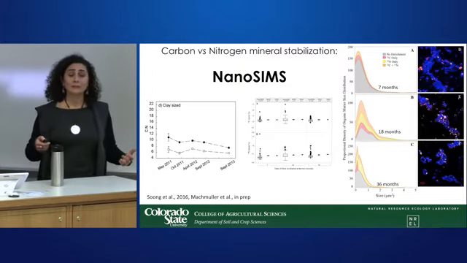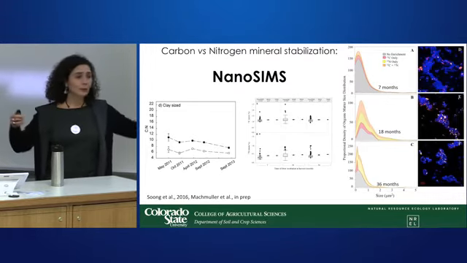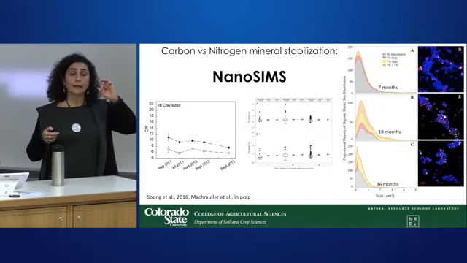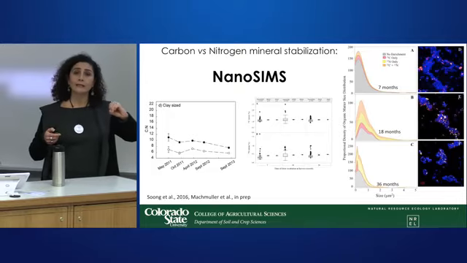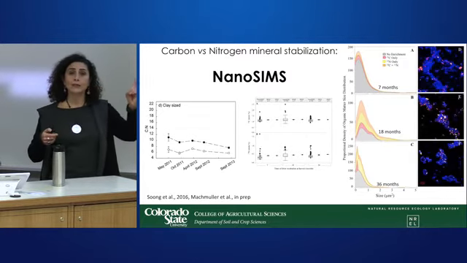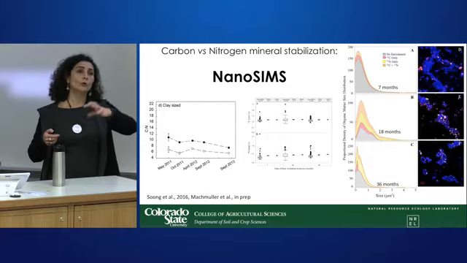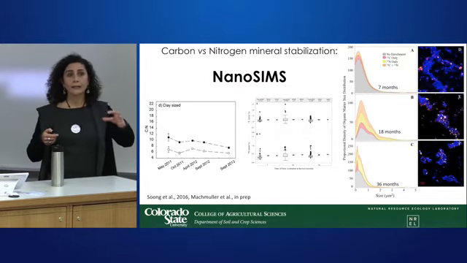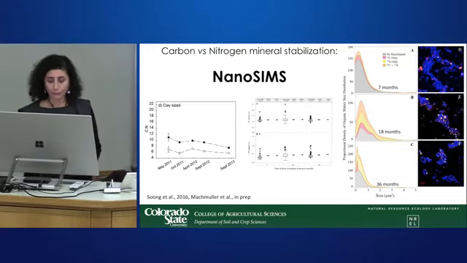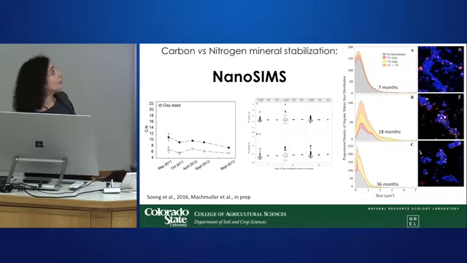So what is NanoSIMS? NanoSIMS is a very cool method. It's a humongous instrument that basically you choose a nanoscale area on your clay and you bombard it with a beam, so that you then shoot into the mass spectrometer the elements that come out of that area. Basically, you can map your isotopic composition on an area of a clay. As I said, we did that in collaboration with Carsten Müller at Munich.